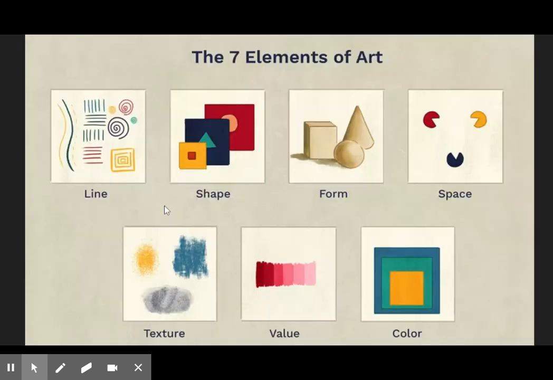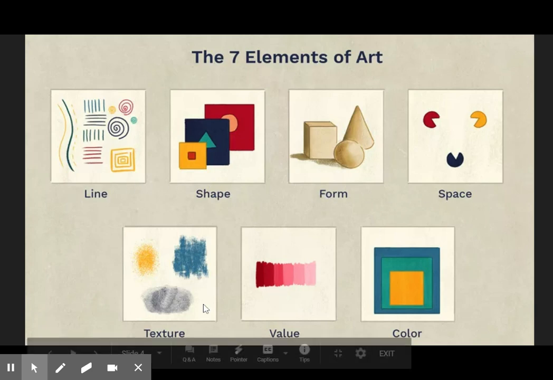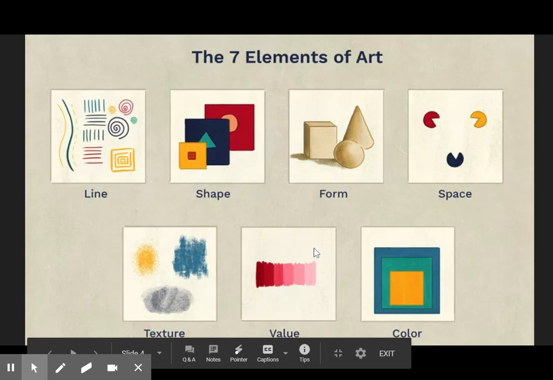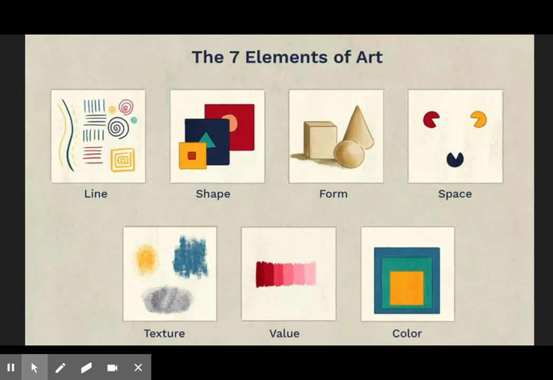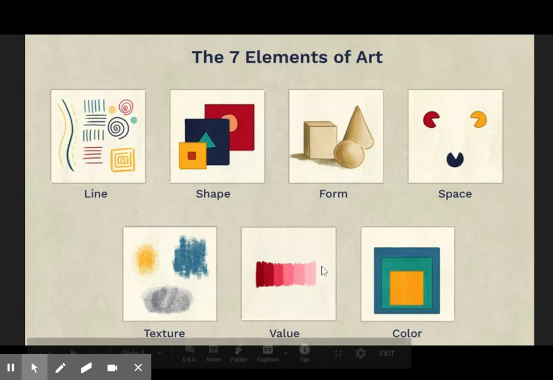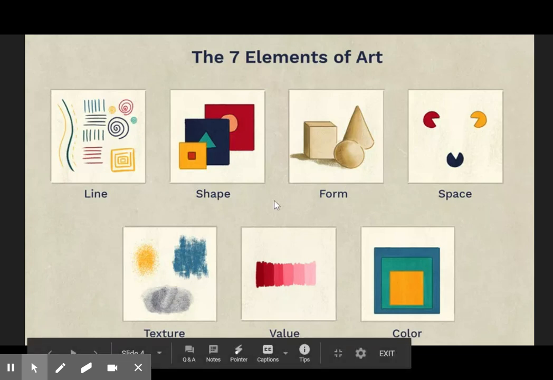So these are the 7 elements of art, and we will definitely talk about these in depth this year. These are what make art. So we have line, shape, form, space, texture, value, color. These things create the artwork we look at. And again, we will talk about every one of these throughout our lessons.